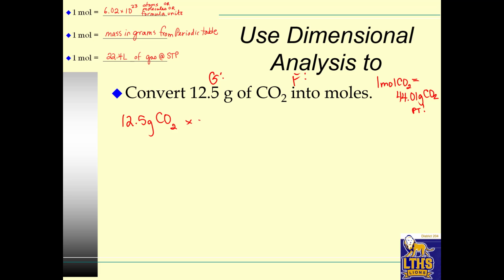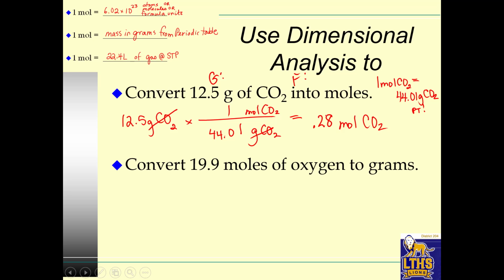So now that I know that's true, put grams on the bottom, get rid of it. Moles on the top, turn into it. And then 1 mole equals 44.01 grams. Goodbye grams of CO2. Hello moles of CO2. Simple as that. We get 0.28 moles of carbon dioxide.